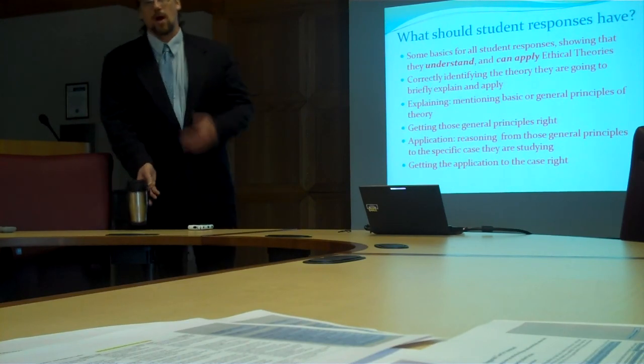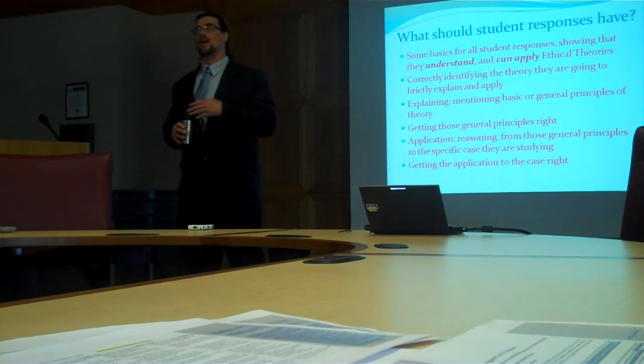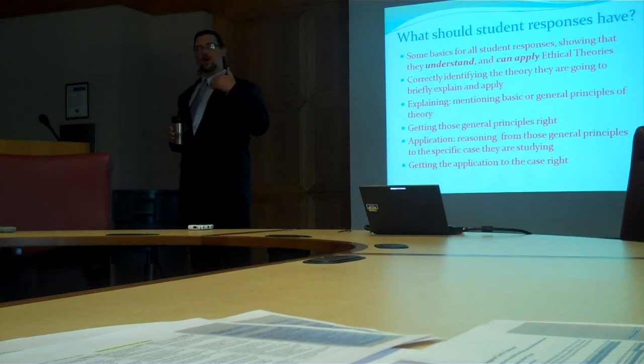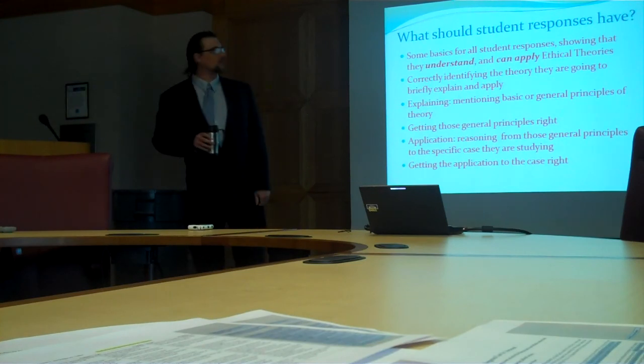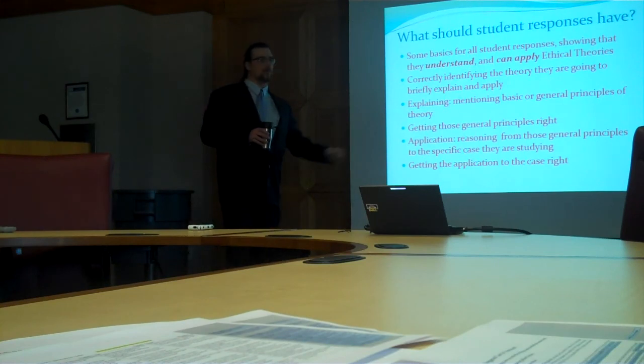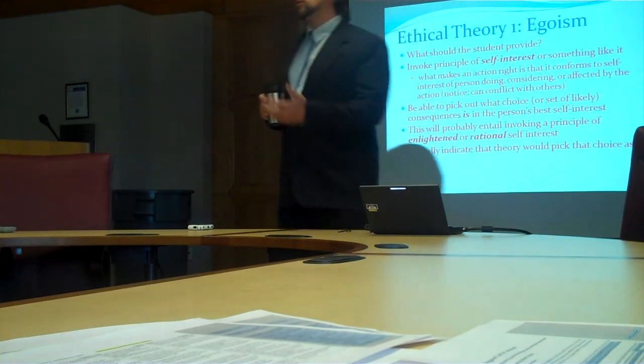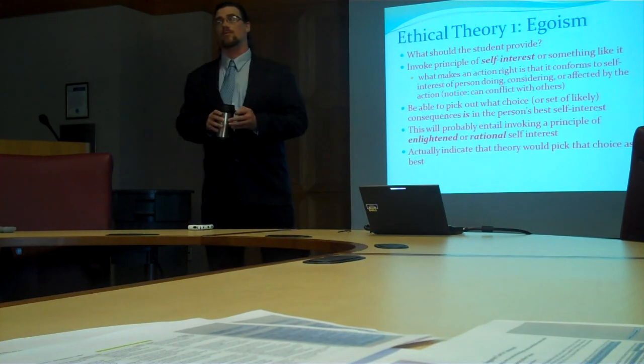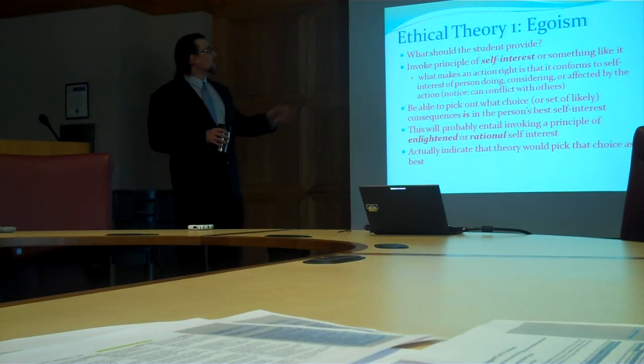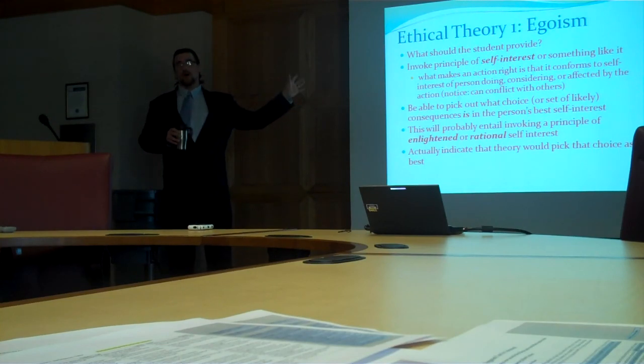To properly apply ethical theories, let's say they're applying virtue ethics in a given situation, they have to actually come up with the right answer that a virtue ethicist would come up with. They have to get the application right. And there's nothing to prevent you from giving them partial credit. And I think that's part of what the rubric does for you. So for each of these theories, I've worked out some basics of what you should be looking for.